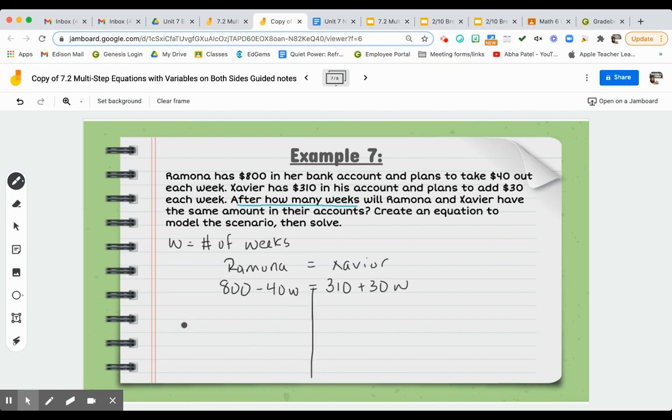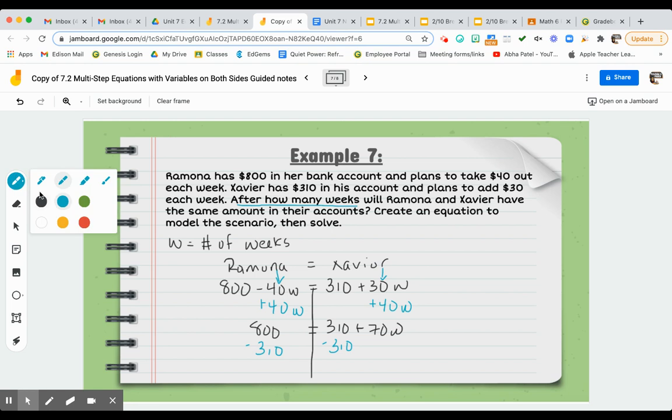Now it's just about solving this. And I'm going to look at this, and this is a negative 40, and this is a positive 30, so I'm going to add 40 W to both sides. So you're going to get 800 is equal to 310 plus 70 W. Subtract 310. And that is 490. 490 is equal to 70 W.